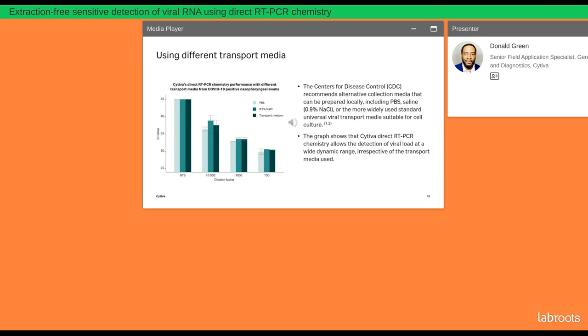What we did is the graph to the left shows you that the Sativa Direct RT qPCR chemistry allows the detection of viral load in a wide dynamic range, really irrespective of the transport media it's used in. Again, we looked at PBS, saline, and then just a standard universal transport media for cell culture growth. And using positive nasopharyngeal swabs, we were still able to see the no template control. There was nothing there. And then the dilution factor of 10,000, 1,000, 100.